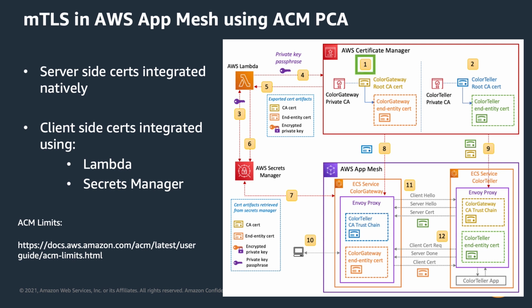To set up the system, we will first create two independent certificate authorities. The first certificate authority shown here is the color gateway certificate authority. As you can follow from the notation and color scheme in this diagram, the chain here is comprised of the root CA certificate for the color gateway and one endpoint, or end entity, certificate that will sit within the Envoy proxy for that color gateway service node. Likewise, we have a color teller certificate authority which has a root CA and an endpoint certificate derived from it.